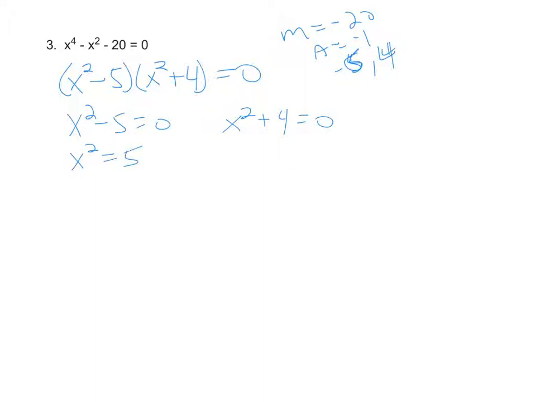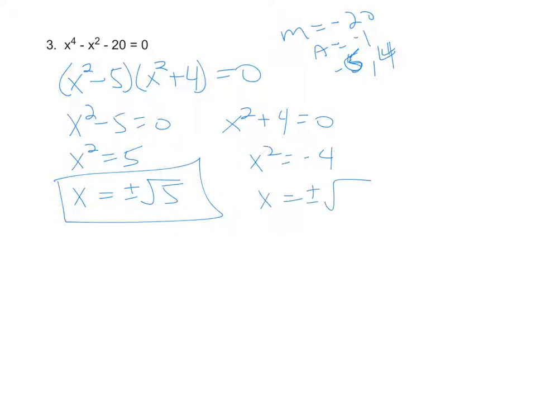And so I have x squared equals 5, x equals plus or minus the square root of 5. And here I have x squared equals negative 4. So x equals plus or minus the square root of negative 4, which I can write as plus or minus 2i. And I should have come up with 4 solutions because of my x to the 4th here, and I have 4 solutions. Here's positive square root of 5, negative square root of 5, and then my positive 2i and my negative 2i.